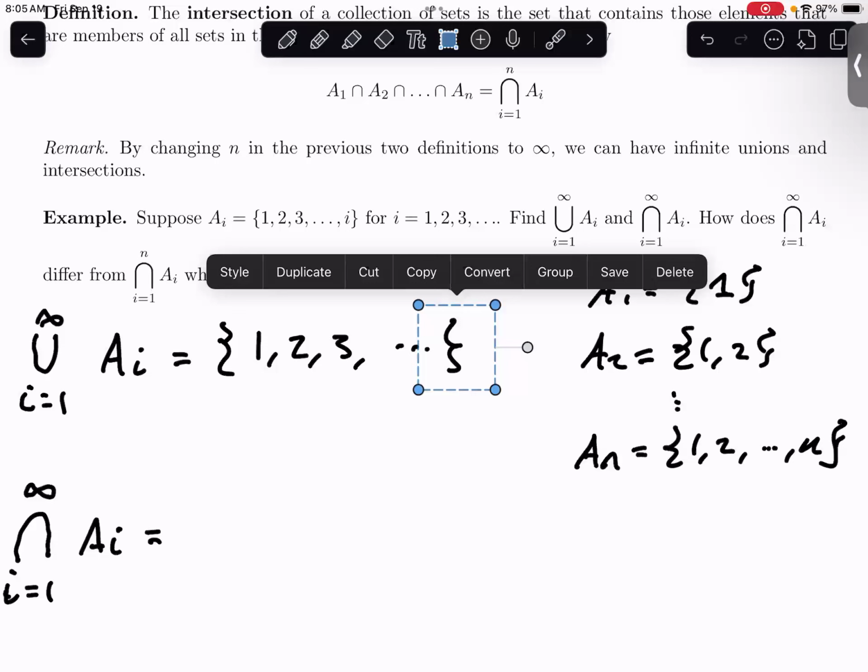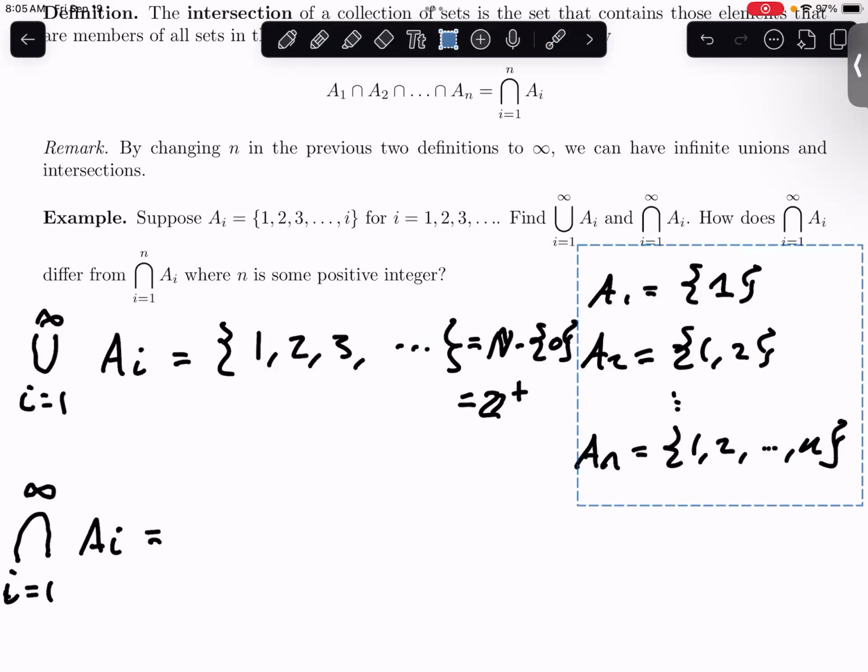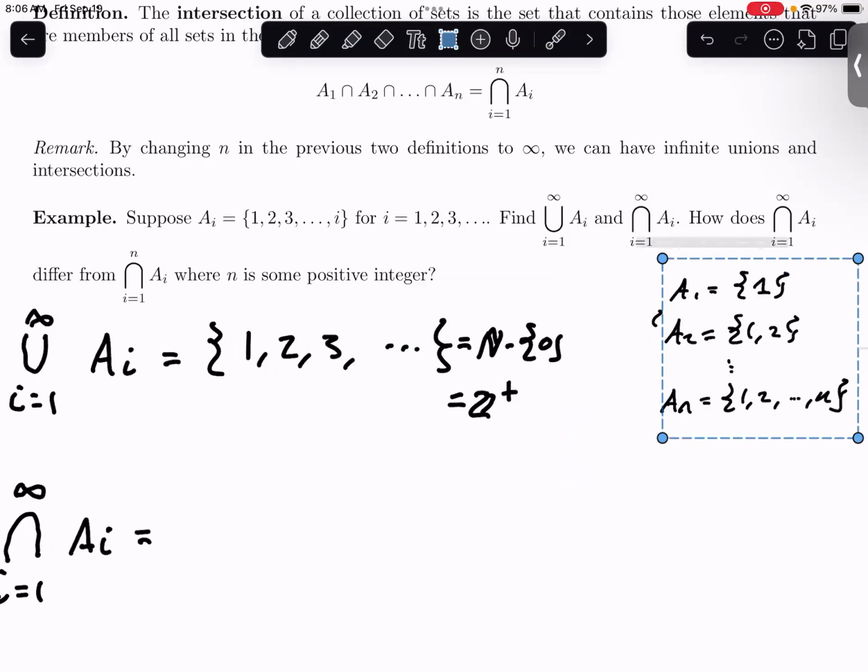So you can rewrite this as being the natural numbers without 0. Let me try and draw that a little bit better. You can draw this as the natural numbers without 0, which is also the same thing as the positive integers. So that will be the union. Let me create some separation between the aside I just had and the answer.